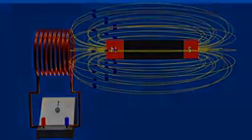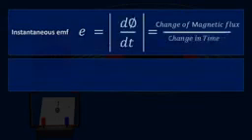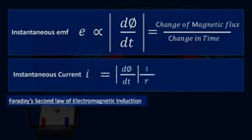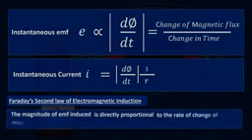Now let's try to understand it with the help of a mathematical expression. The magnitude of instantaneous EMF induced, E, is equal to the change of magnetic flux d phi over change in time dt. Or we can say that the magnitude of EMF induced is directly proportional to the rate of change in magnetic flux. This phenomenon of electromagnetic induction is explained by Michael Faraday in his second law of electromagnetic induction, that is, the magnitude of EMF induced is directly proportional to the rate of change in magnetic flux.